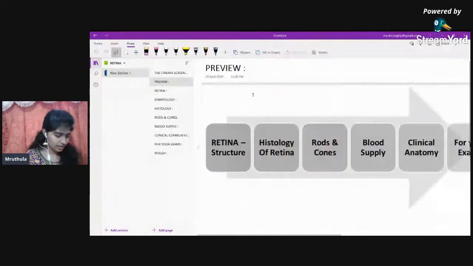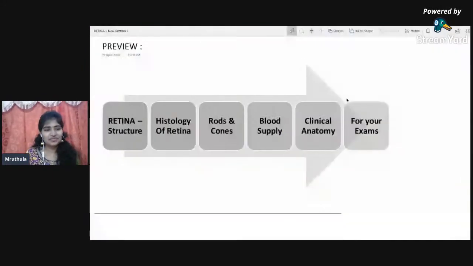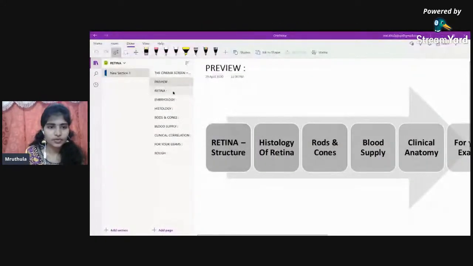So before beginning into that anatomy of eye retina, let's have a look at the preview today. Okay. So first we'll see how this retina is having its structure. Then we'll see about the histology of retina. So histology in the sense we'll see about the layers of retina in detail, and then we'll see about rods and cones, which are specialized photoreceptors in the eye, and we'll see a little about the blood supply, then clinical correlation, and finally, as usual, we'll see the important stuffs for your exams.